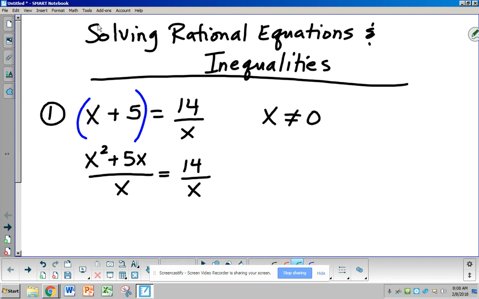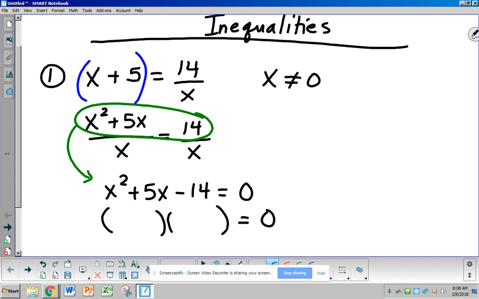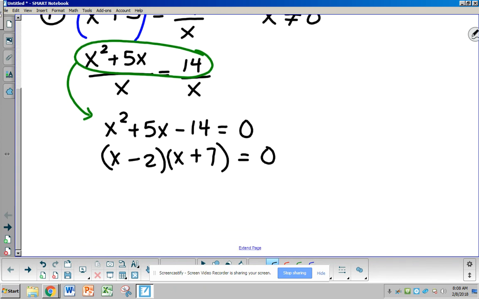So I'm going to just think about this equality here and solve it. This is x squared plus 5x, and I'm going to subtract the 14 over already, equals 0. Lucky for us, this factors: x plus 7 and x minus 2. And so what are our zeros here? We get x equals 2 and negative 7, which are not equal to 0. So both of these work.